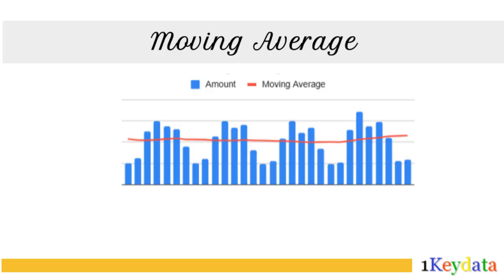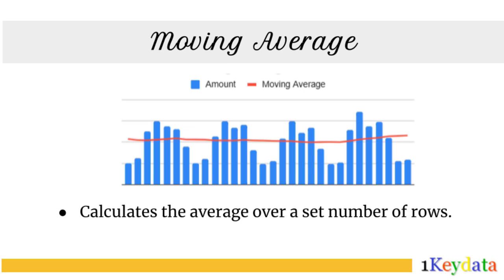Here is an illustration of a moving average. In this chart, the red line is the 7-day moving average. A moving average calculates the average of a set number of rows, helping you see trends over time by reducing fluctuations. Moving averages help smooth out spikes and dips, making trends easier to spot. They're useful for tracking revenue trends, analyzing stock prices, forecasting demand, to name a few.